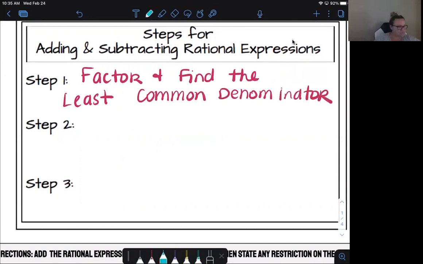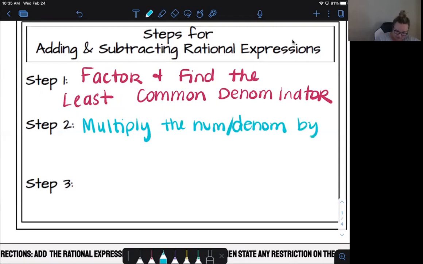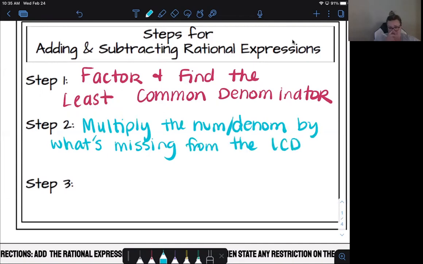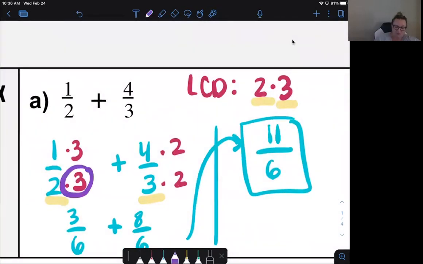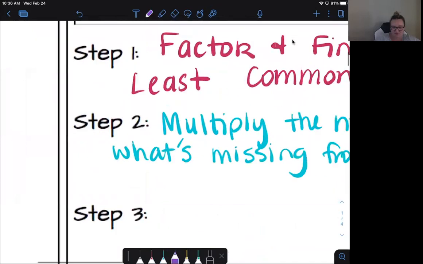Then step 2 is you want to multiply the denominator and numerator of each rational expression by what's missing from that common denominator. And I'll show you what that means in just a minute, but trust me for now. So multiply the numerator and denominator by what's missing from the LCD. And we actually just did that in our previous example. This denominator was missing the times 3, so we multiplied it by the times 3. This denominator was missing the times 2 from the LCD, so we multiplied it by the 2. So that's what step 2 is talking about. Multiply it by what's missing.